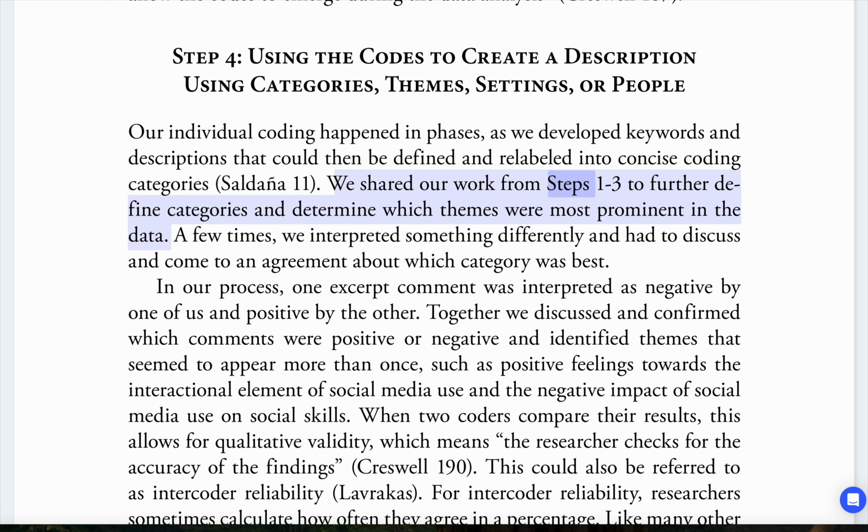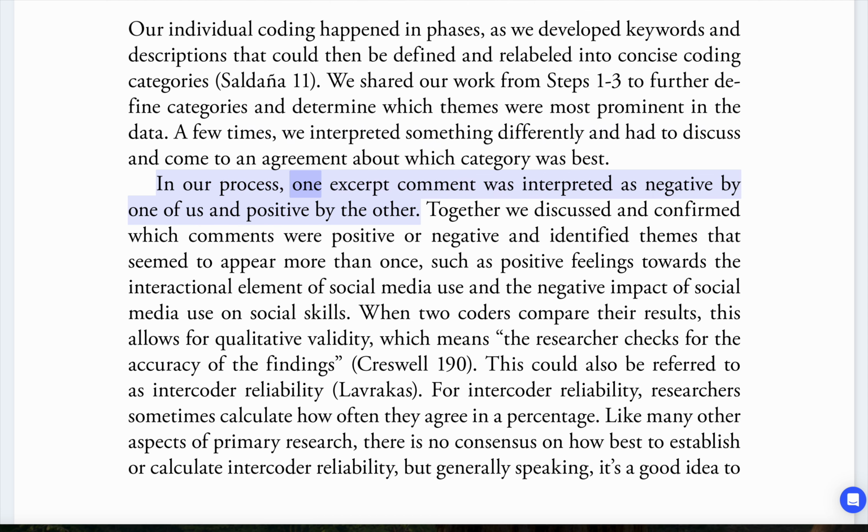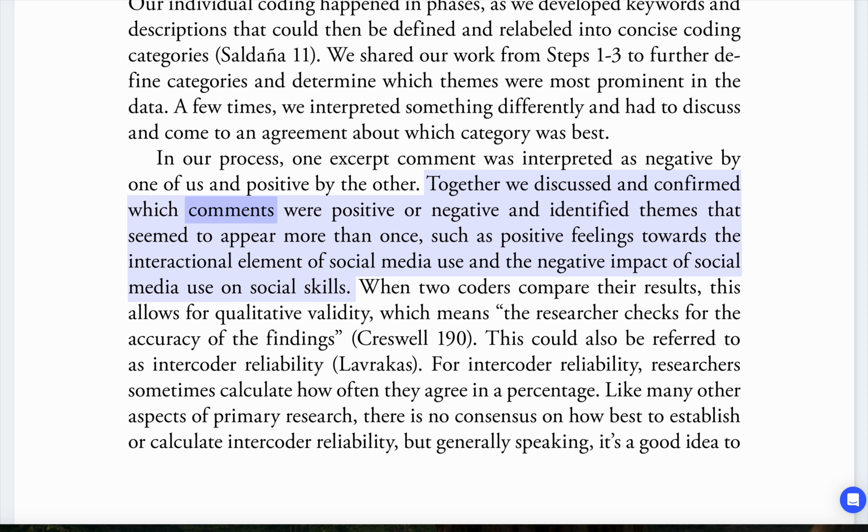We shared our work from steps 1-3 to further define categories and determine which themes were most prominent in the data. A few times, we interpreted something differently and had to discuss and come to an agreement about which category was best. In our process, one excerpt comment was interpreted as negative by one of us and positive by the other. Together we discussed and confirmed which comments were positive or negative and identified themes that seemed to appear more than once, such as positive feelings towards the interactional element of social media use and the negative impact of social media use on social skills.